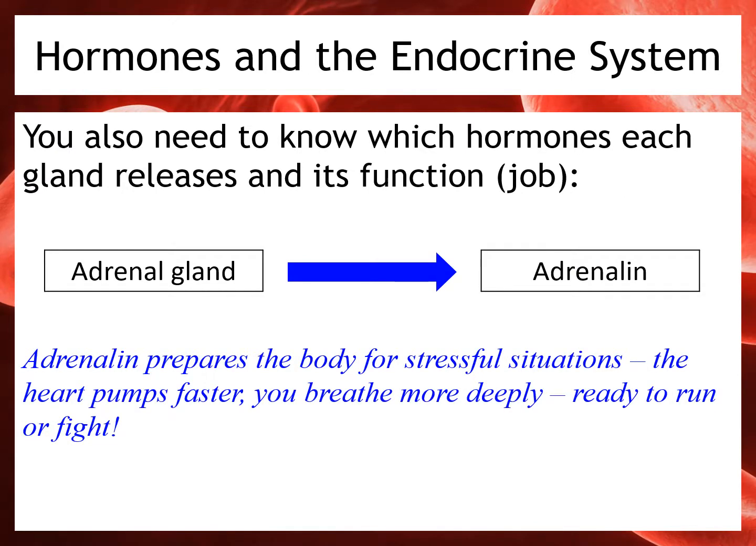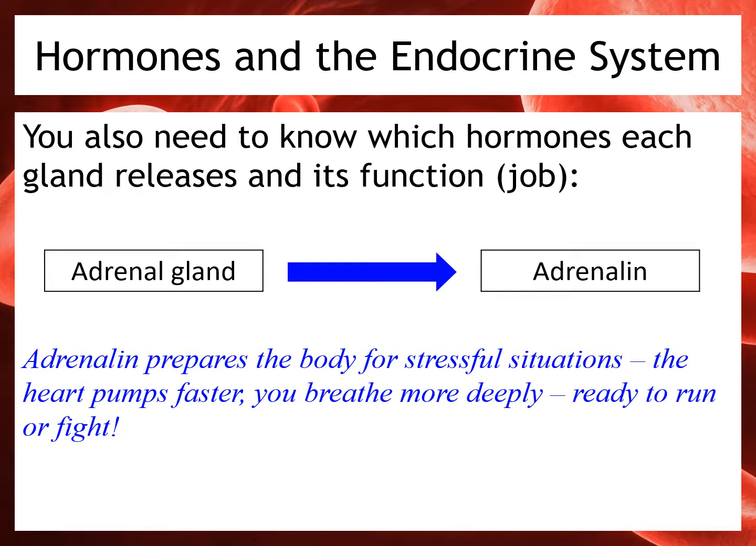As well as knowing which hormones are released by each gland, you also need to know its function or job. Let's start with adrenaline. Adrenaline prepares the body for stressful situations. So, for example, if you met a wild animal or somebody threatened you, your body needs to be ready to react either to fight them or to run away. We sometimes refer to this as fight or flight.